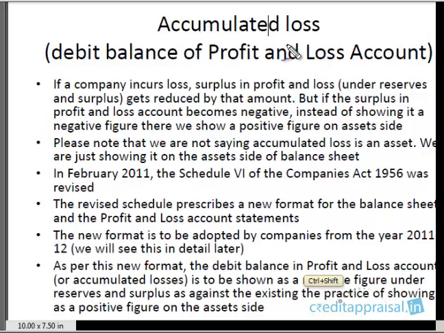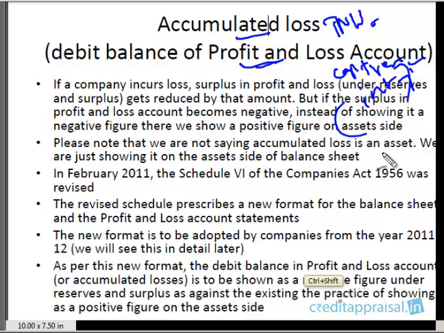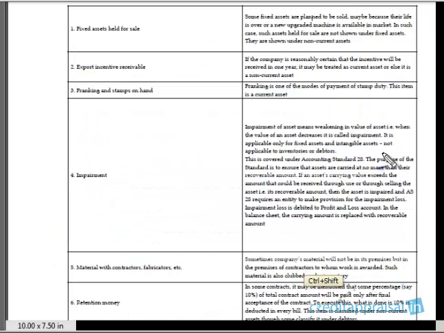Okay, but in the earlier years, you have an item called accumulated loss that appears under the asset side, under the intangible assets. So what you have to do is deduct it just as any other intangible asset. While arriving at tangible net worth, you have to add capital and reserves and minus these intangible assets, right? So with this, we have completed all items under assets.